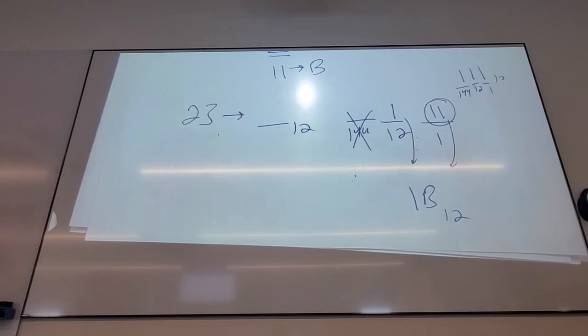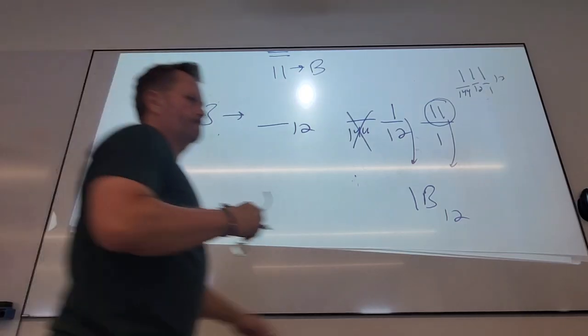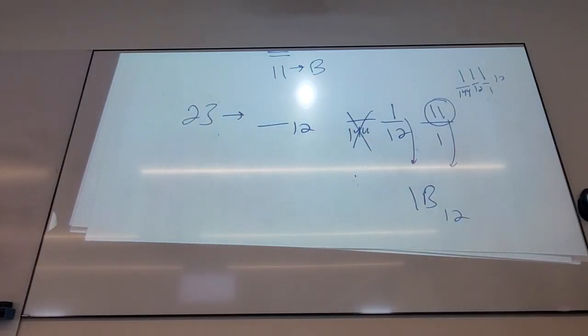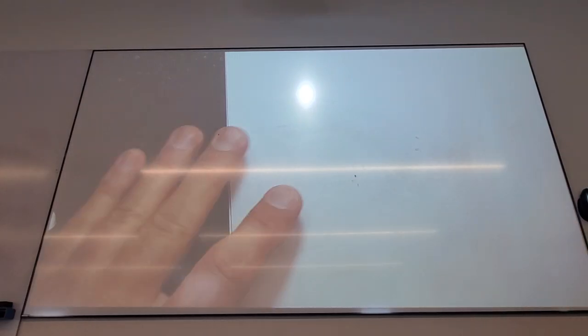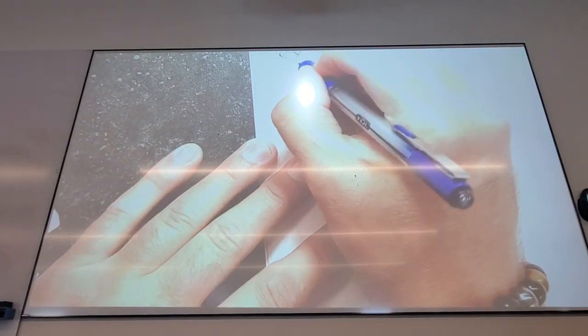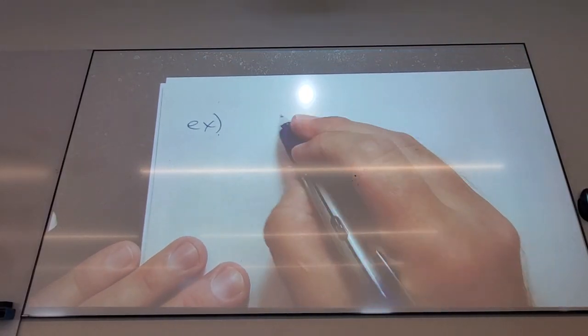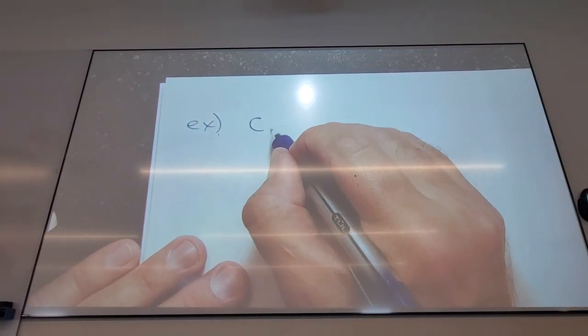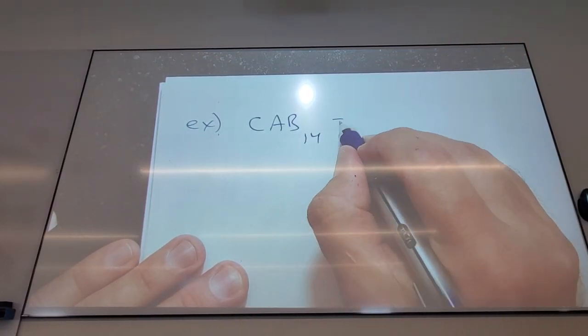How are you guys feeling right now? Does that make some kind of sense as to why there's suddenly letters in our number system? We could have created brand new symbols, but back in time, they chose not to. They chose to use letters. So let me throw this at you out of nowhere. Can you convert, Jeff, just make something, can you convert CAB, base 14, to base 10?